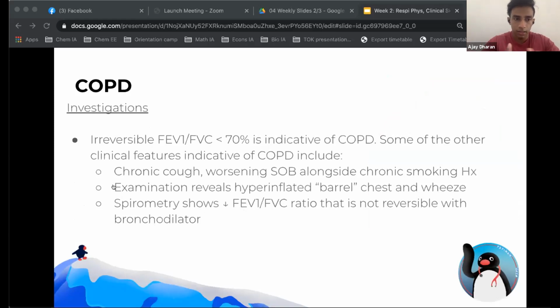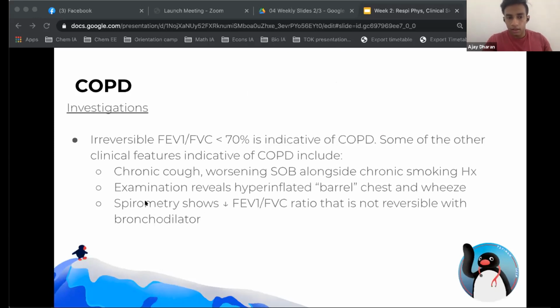So usually for COPD, again, it's an obstructive disease, right? So it's irreversible, with an FEV1 over FVC ratio of less than 70%. And we've got other clinical features. You've probably got a chronic cough and worsening shortness of breath, because your airways are being constricted, which leads to shortness of breath. And because air is being trapped in your lungs, you've got a hyperinflated barrel chest. Most patients who come in usually have a large barrel chest, and they have a wheeze as well.